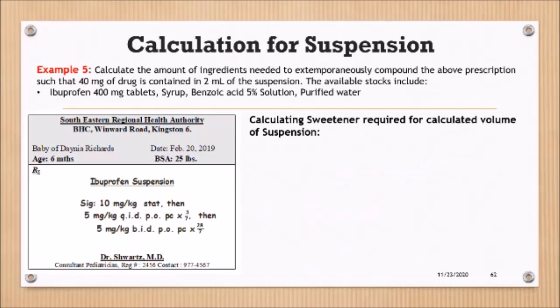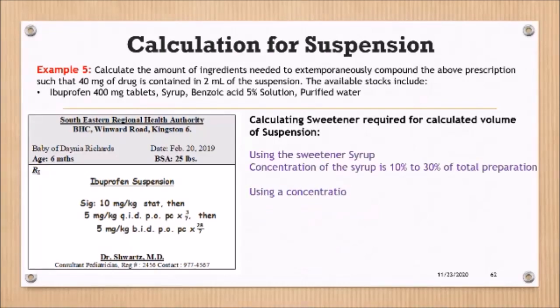So you see, concentration comes in everywhere. All that you have learned before is now underpinning what you're doing now in terms of dosage form, compounding and dispensing. Very important that those concepts are solidified. When we're calculating for sweetener, we recall that we use between 10 and 30% in our final preparation. So therefore, we're going to end up using 12 mL.